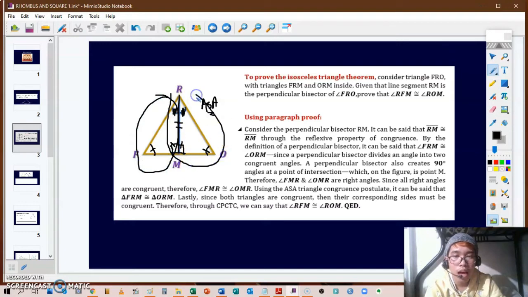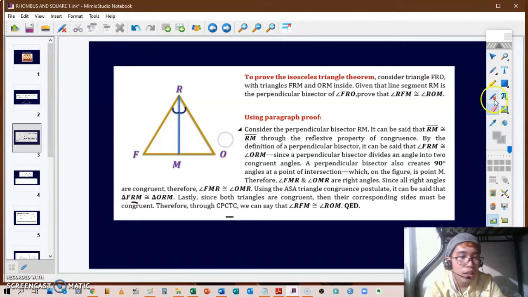That means triangle RMF, or FRM, is congruent to triangle RMO, or triangle ORM. And from there, using CPCTC, we can say that the corresponding parts of the congruent triangles are congruent. Therefore, since angle F and angle O are corresponding angles, we can write that.